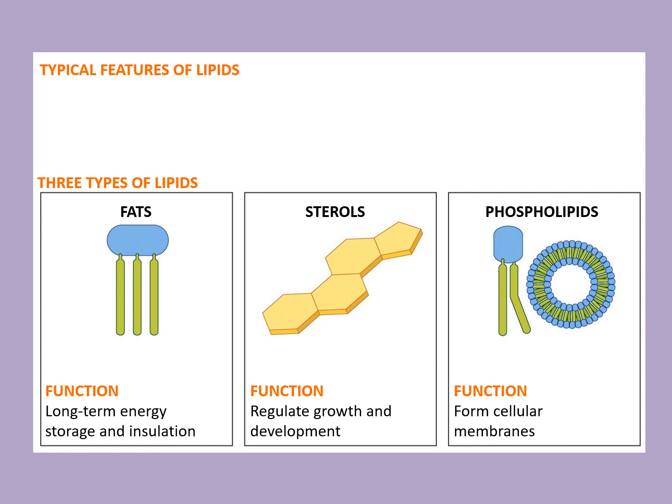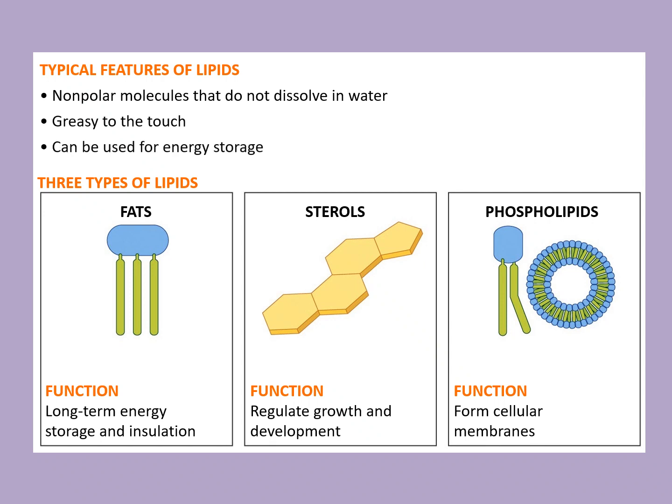The typical features of lipids include their non-polar molecules that do not dissolve in water. They're greasy to the touch, and they can be used for energy storage. The three types of lipids are fats, sterols, and phospholipids. The function of fats is long-term energy storage and insulation. Think of blubber for a seal or a whale. Sterols regulate growth and development. And phospholipids make up our cellular membranes.